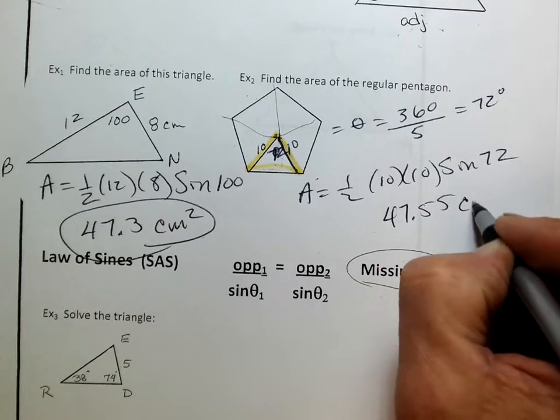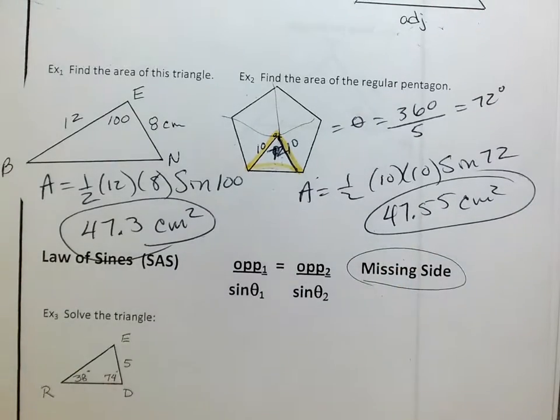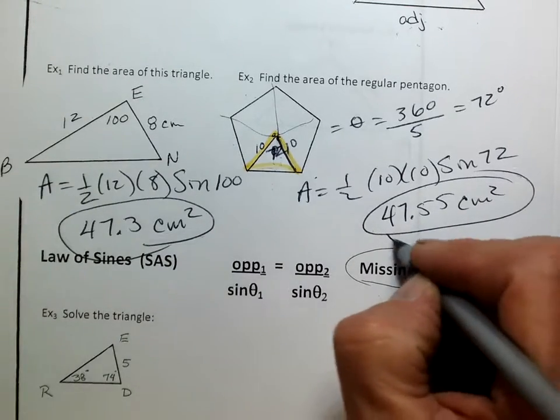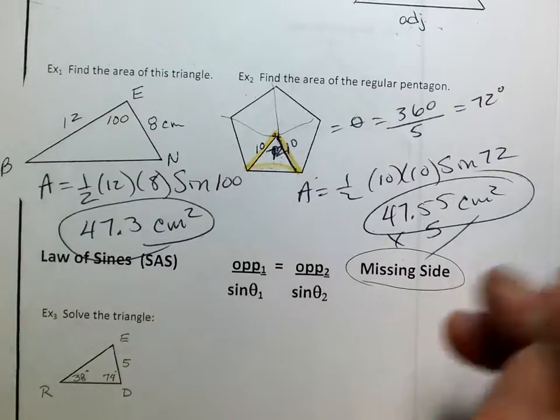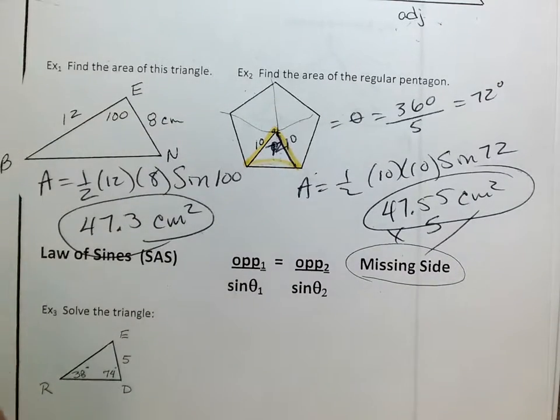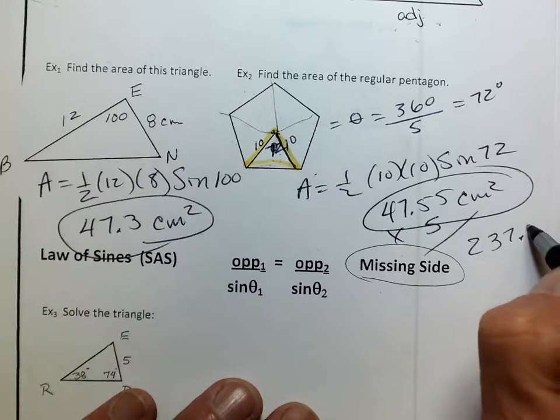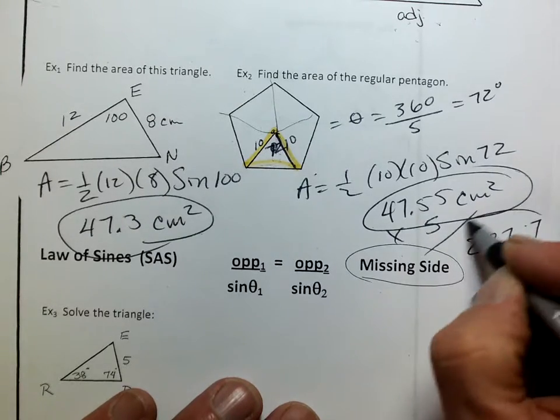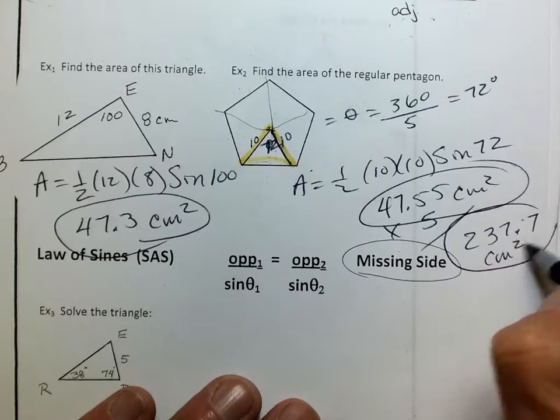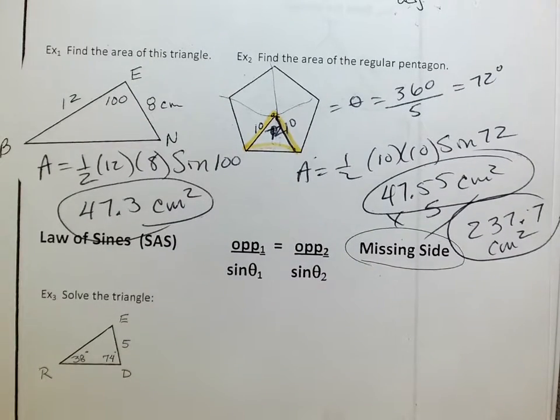47.55 centimeters squared. Okay, pretty easy, right, Simon? Oh my goodness, yes, thank you. So multiply that times 5 because there are 5 triangles. Thanks, Simon. Times 5, and I get an answer of about 237.7. There we go. That's the answer I want. Centimeters squared. I got thrown off for a second. I've got to recover. All right.